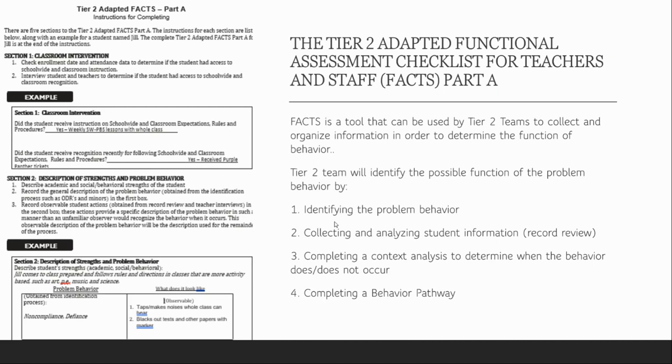So the first section of the FACTS Part A, the FACTS is, like I said, a tool that can be used by the Tier 2 team to collect and organize information in order to determine the function of a behavior. So again, the Tier 2 team is going to follow the following steps. They're going to identify the problem behavior. They're going to begin collecting and analyzing student information, doing a record review, going in and looking at various records. And then they're going to complete a context analysis to determine when the behavior does or does not occur. And then they're going to complete a behavior pathway.